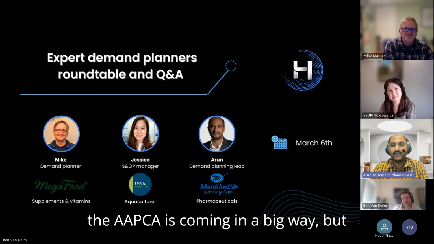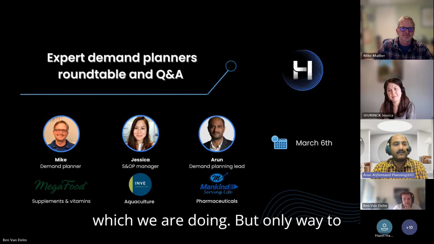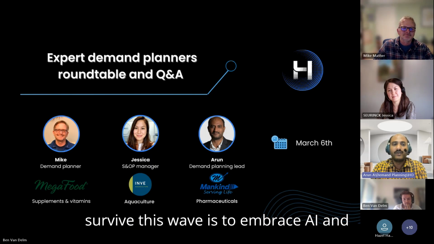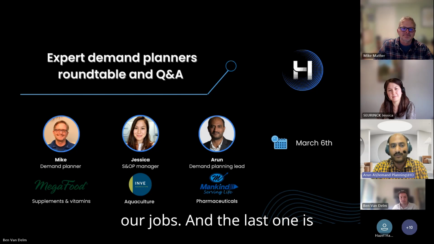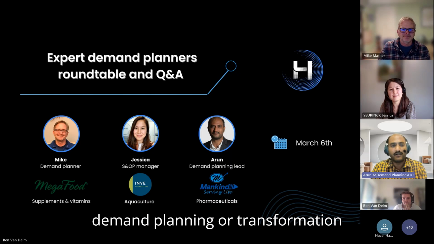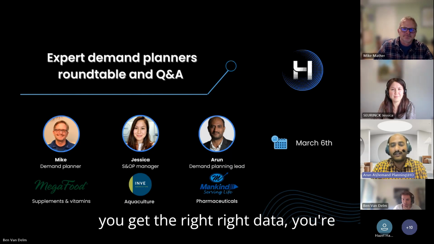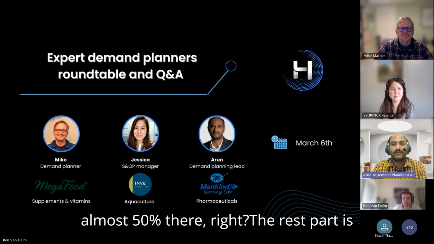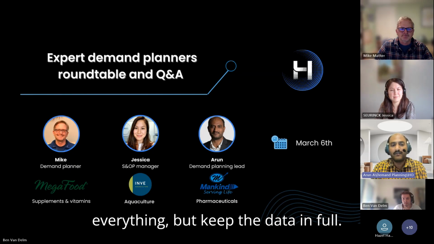Yeah, totally agree with Mike on the AI piece. AI is coming in a big way. It's going to replace a lot of the jobs which we are doing. But the only way to survive this wave is to embrace AI and leverage AI to be better at our jobs. And the last one is about data. Data is the key in any demand planning or transformation journey. If you get the right data, you're almost 50% there, right? The rest is your adoption and the accuracy and everything.